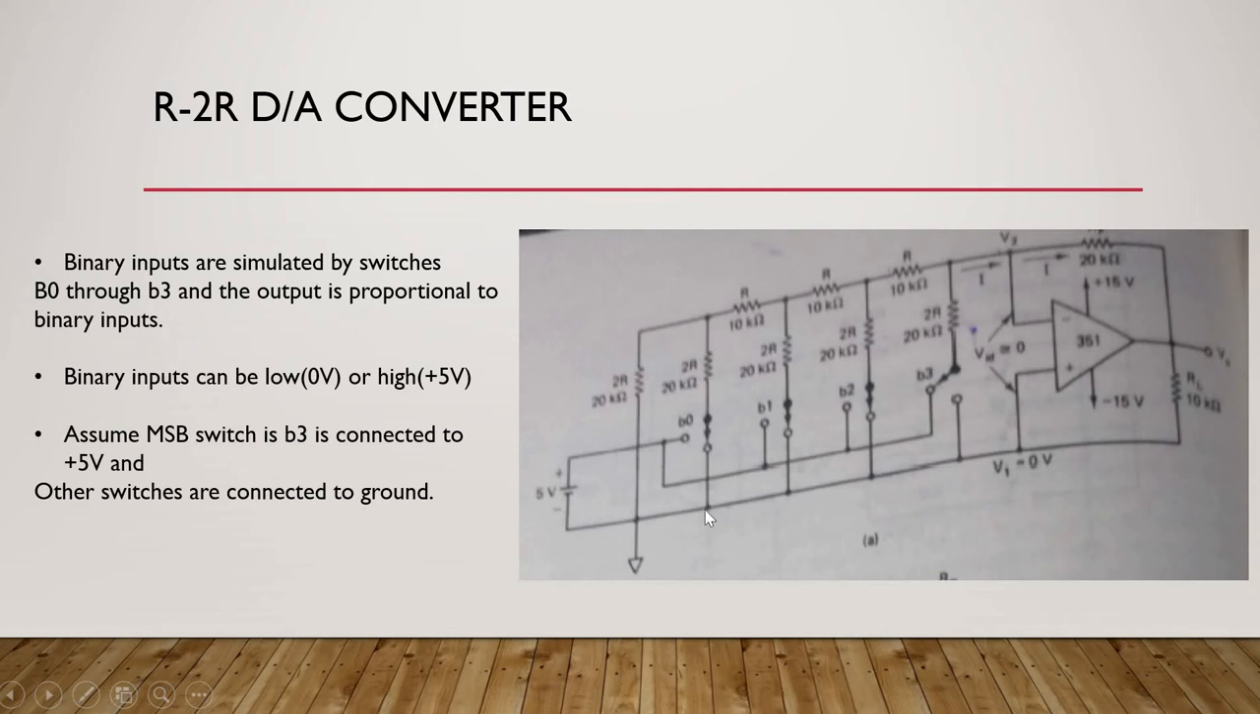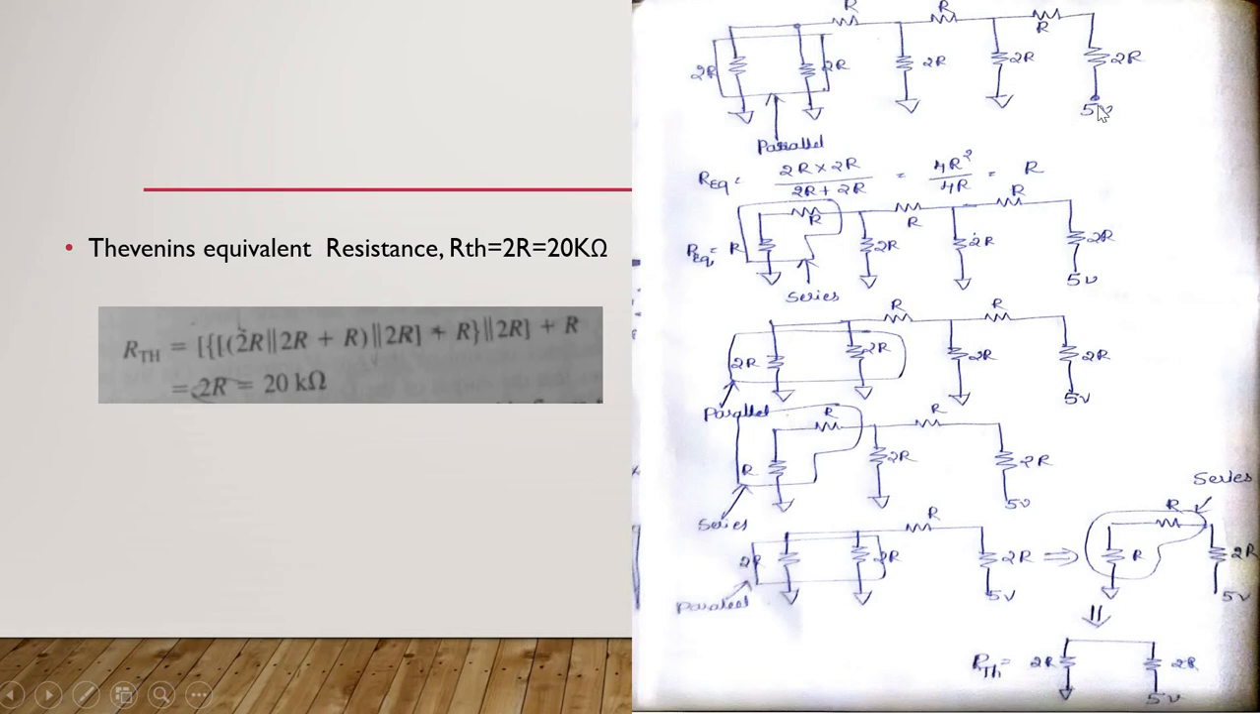Because B0 is connected to ground, we can consider this as a ground point. Here also this is a ground point, here also a ground point, but here we need to mention this as plus 5 volt. The rest three are ground, and this is an extra 2R resistor we are going to make use of. So these two are in parallel.